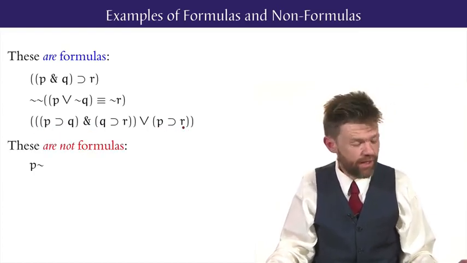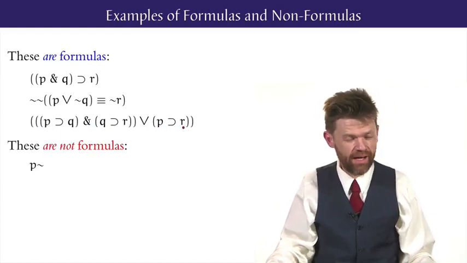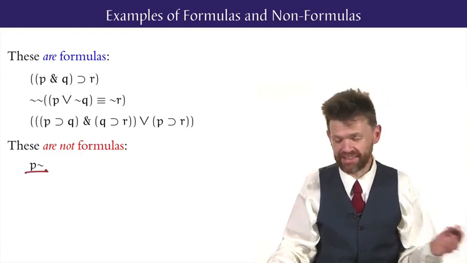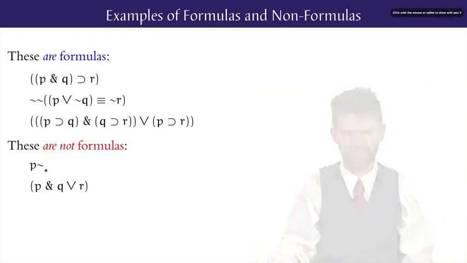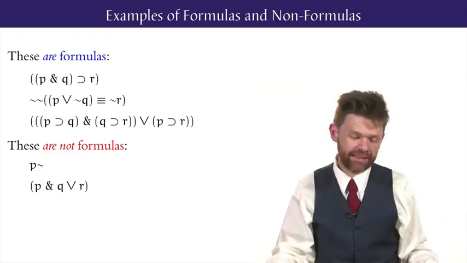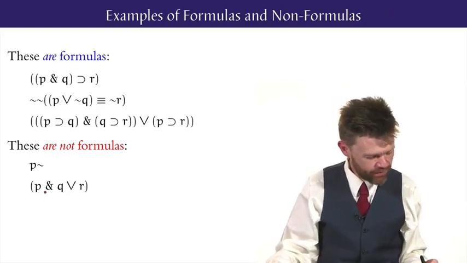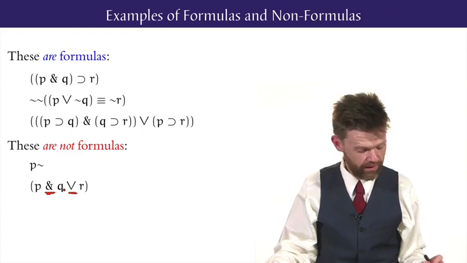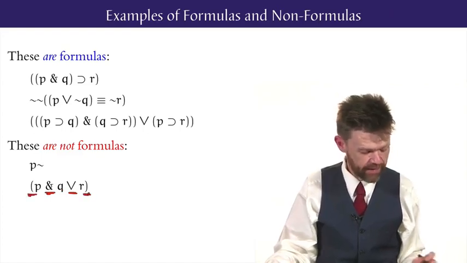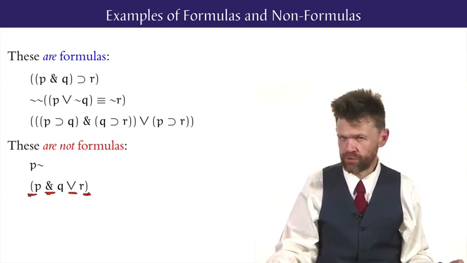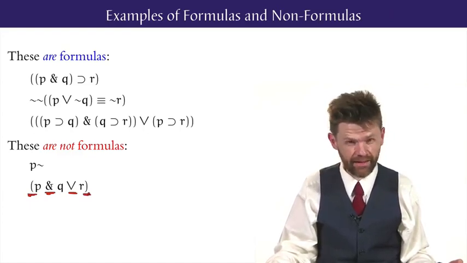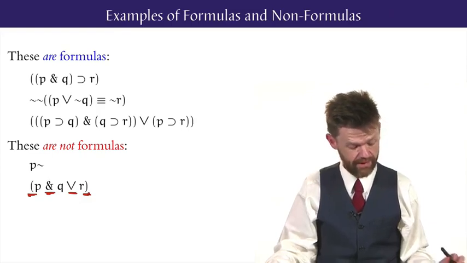Now, not every string made out of these symbols is a formula. For example, P not, that's not a negation because it gets the negation on the wrong side of the formula. This next example, P and Q or R, at least has things in the right order, but you'll notice that it has two connectives, the and the or, and only two brackets. And each connective, according to the rule, should bring two brackets of its own. So some brackets are missing. And here, that's missing for a reason.